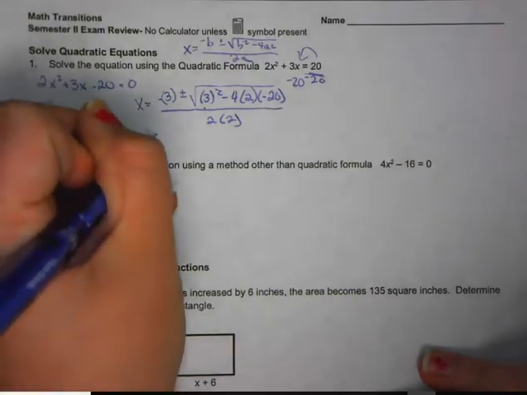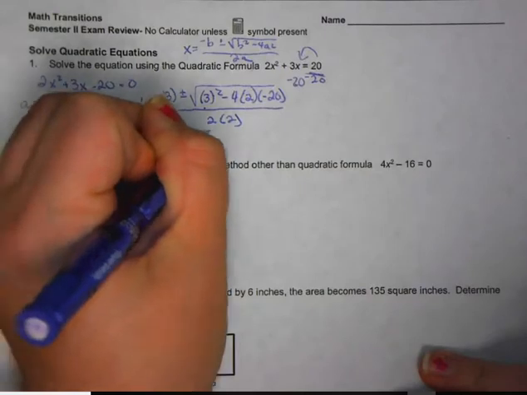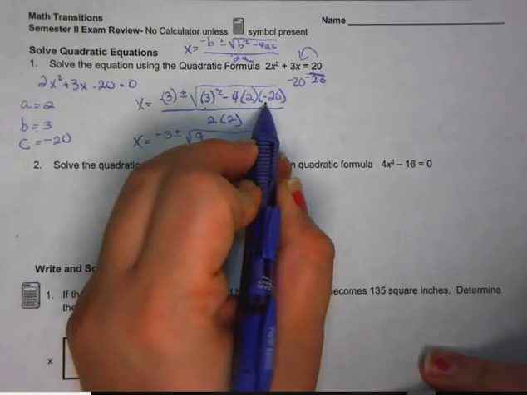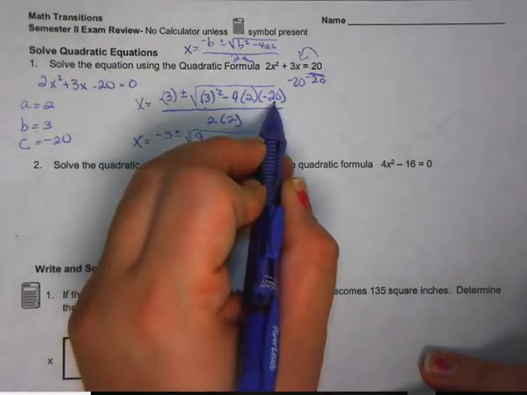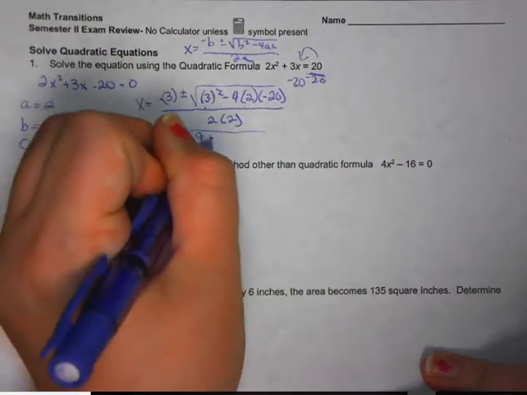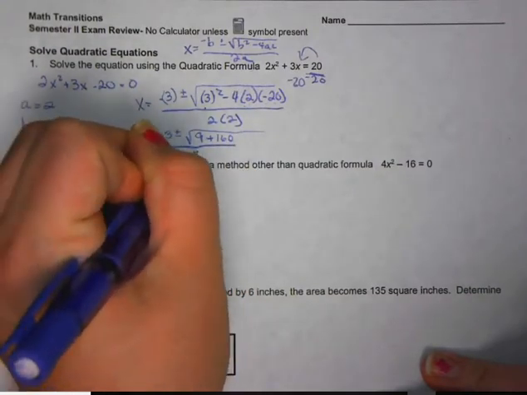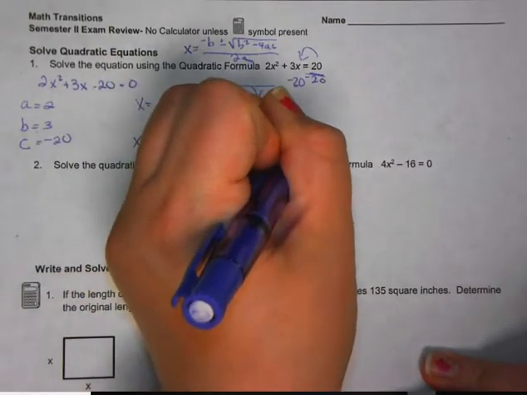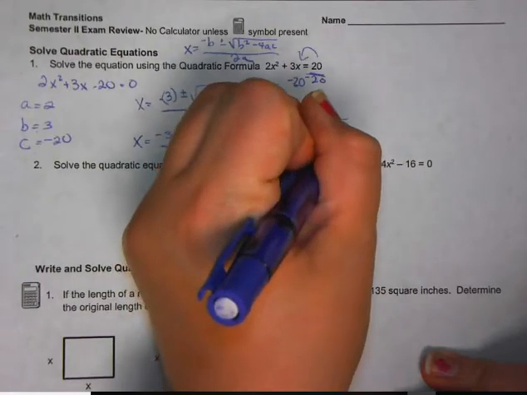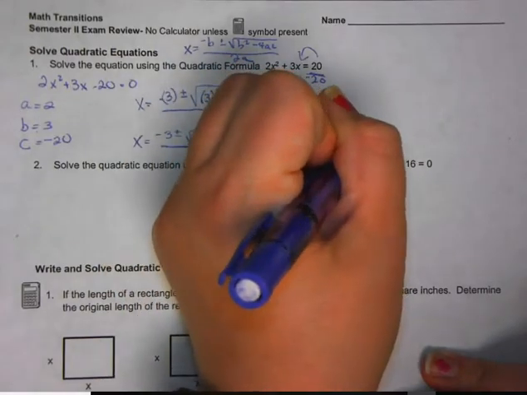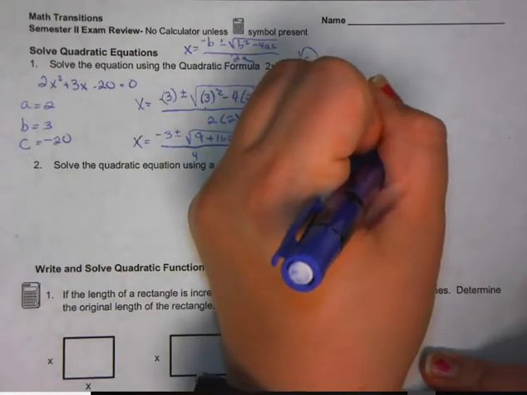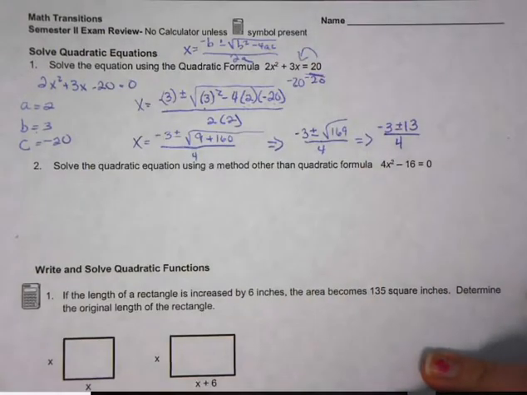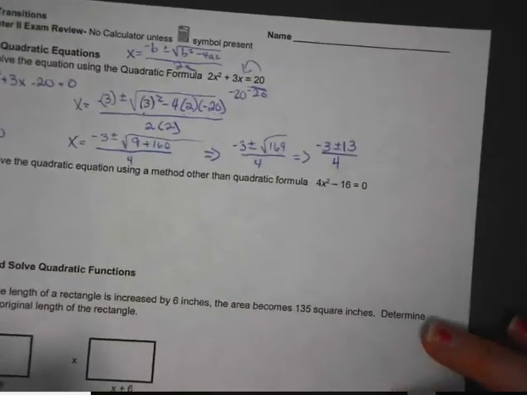So x equals negative 3 plus or minus the square root of 9. Negative 4 times negative 20 is positive 80, times 2 is positive 160. All of that over 4. And it's going to proceed to be negative 3 plus or minus the square root of 169 over 4, so negative 3 plus or minus 13, because the square root of 169 is 13. And then we're going to go ahead and do that simple math there.